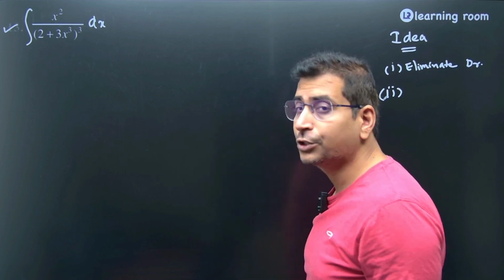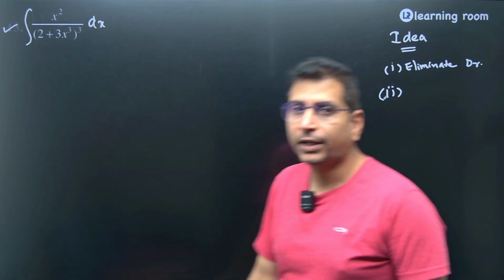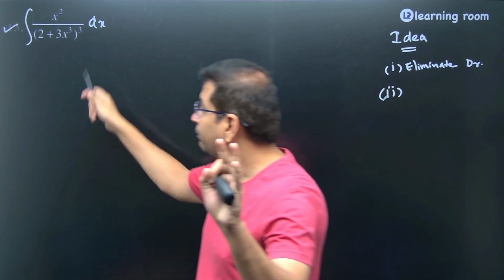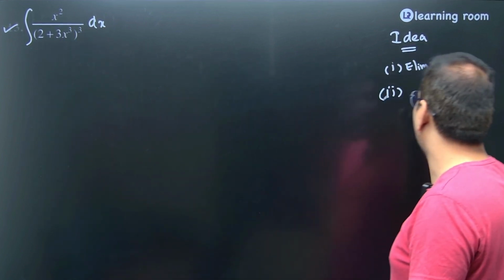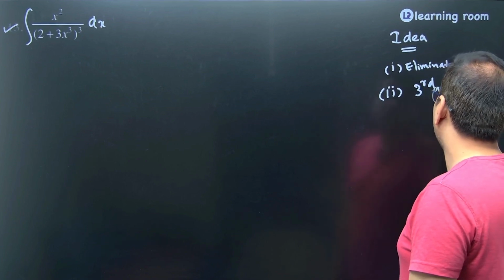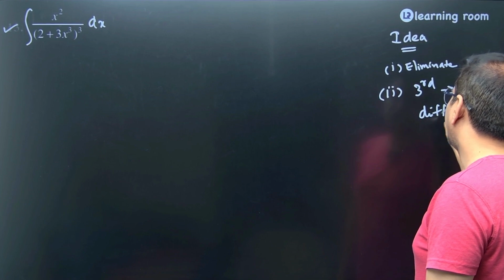You need to understand which function to be substituted as t. Here the idea is, look at the degree of the function in the denominator. It is a third degree, and the degree of the function in the numerator is second degree. So from a third degree, if you need a second degree function, you need to differentiate. So that is the idea.